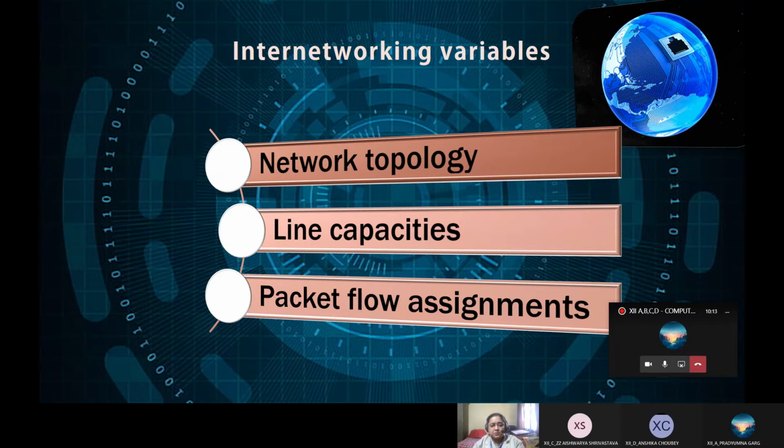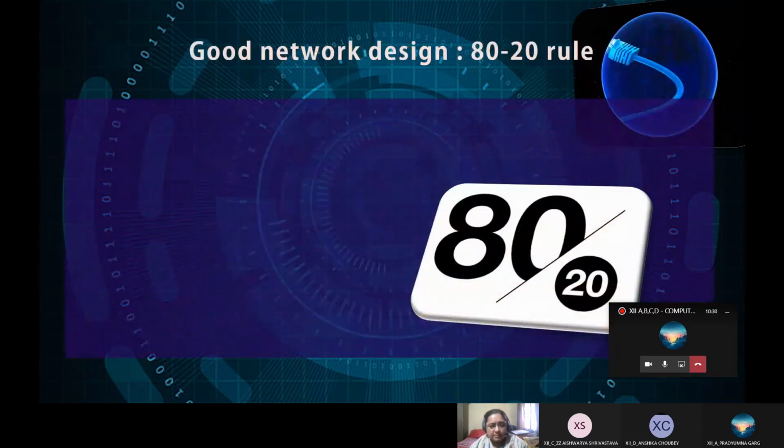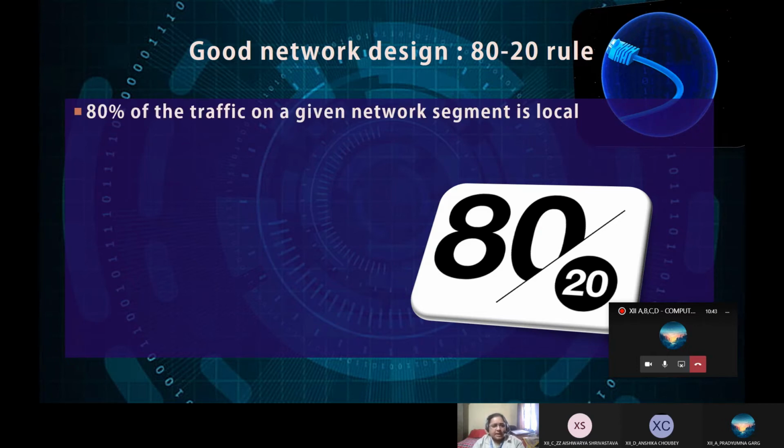So we also have to keep in mind that packets have to flow from one place to another without any collision between the packets. So an efficient collision detection mechanism also has to be applied. Next is a very important rule. I want you people to write it or make a note of this 80-20 rule. This is very important when we will be deciding upon the structure of the network.